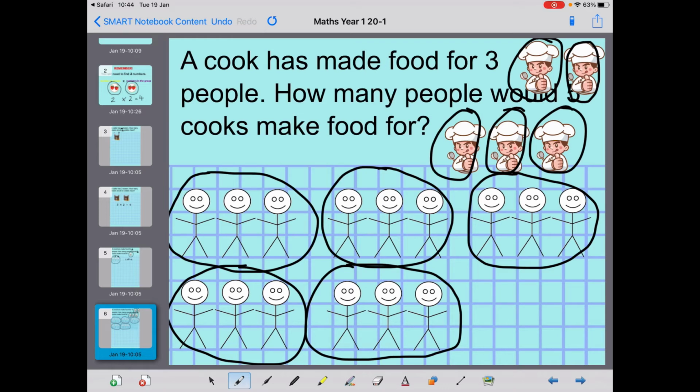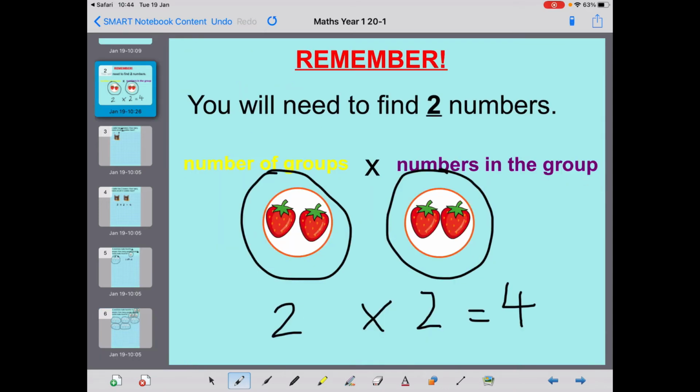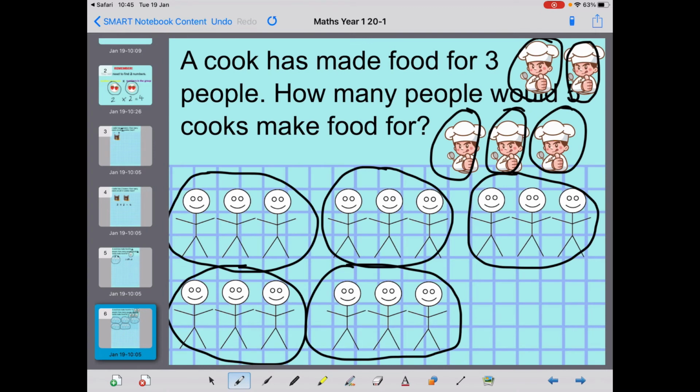So let's go back to this one and check again. We want our number of groups. How many groups have we got? 1, 2, 3, 4, 5 groups. So I have 5 groups because I've got 5 cooks. Each one of these cooks has cooked for one of these groups.